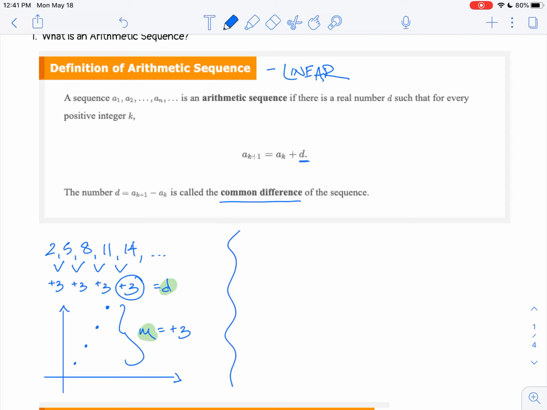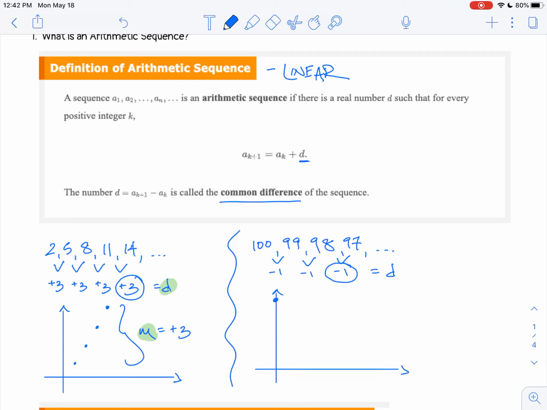Now let's take a different set of numbers. Let's say that we had 100, and then I had 99, and then I had 98, and then 97, and then I kept going. What is our common difference here? Well, I subtract 1. I subtract 1. I subtract 1. And so all of these are the same, which means that I have a common difference of negative 1.